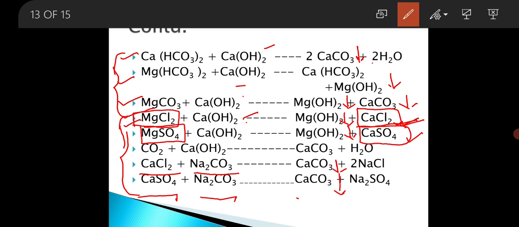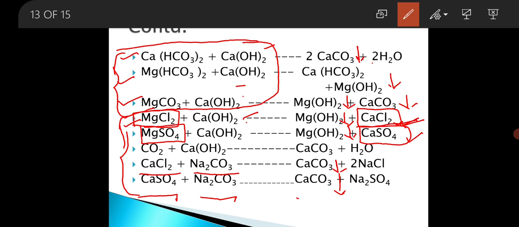So from this you can easily mark that lime helps in removing the entire carbonate hardness. See here, lime, these are the carbonate hardness. So the removal of this carbonate hardness, that means temporary hardness, can be done easily with lime.